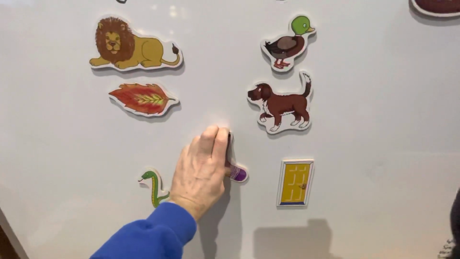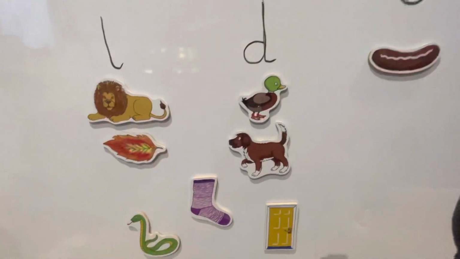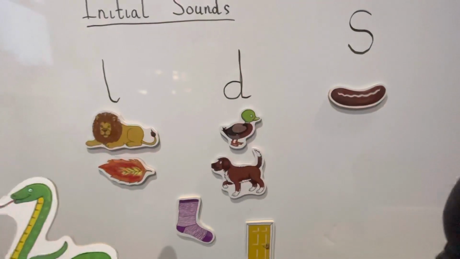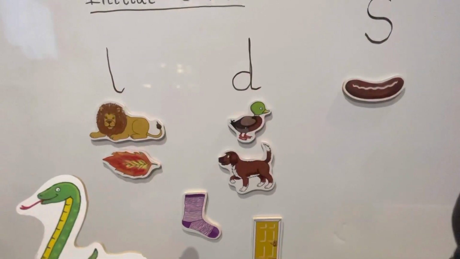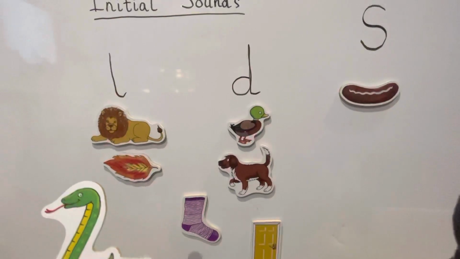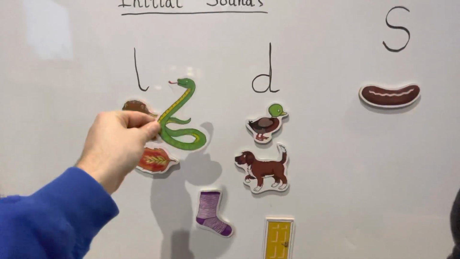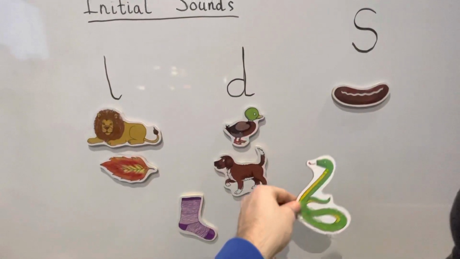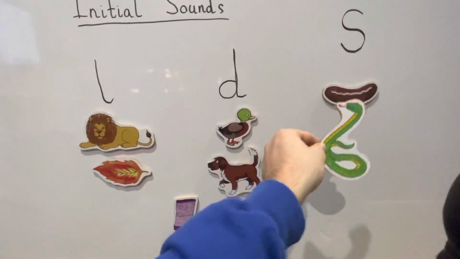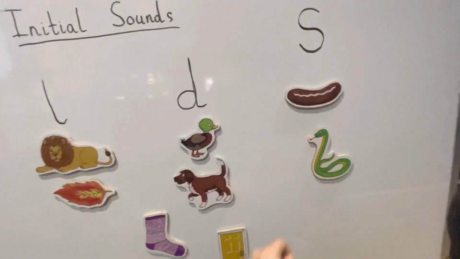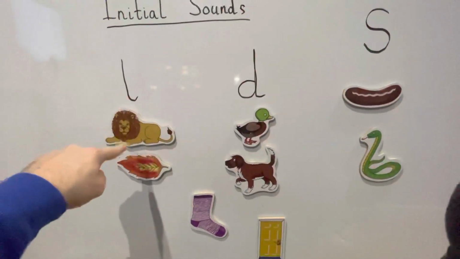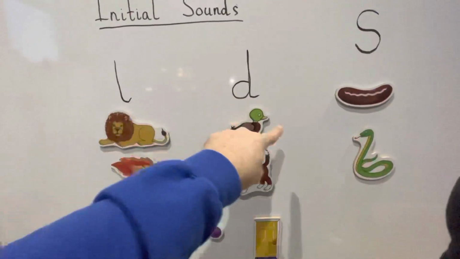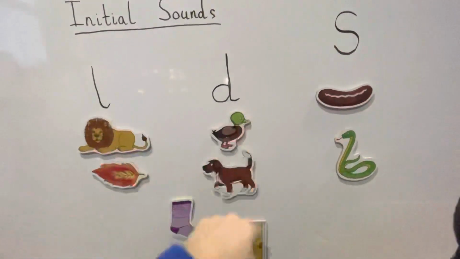Okay, three to go. So, let's see. Let's go for snake. Snake. Simon and the snake eats sausages. Does snake start with an L sound? No. Does snake start with a D sound? No. Does snake start with a S sound? It does. Snake and sausage. So we've got leaf, lion, L, dog, duck, D, snake, sausage, S. Good. Two to go.